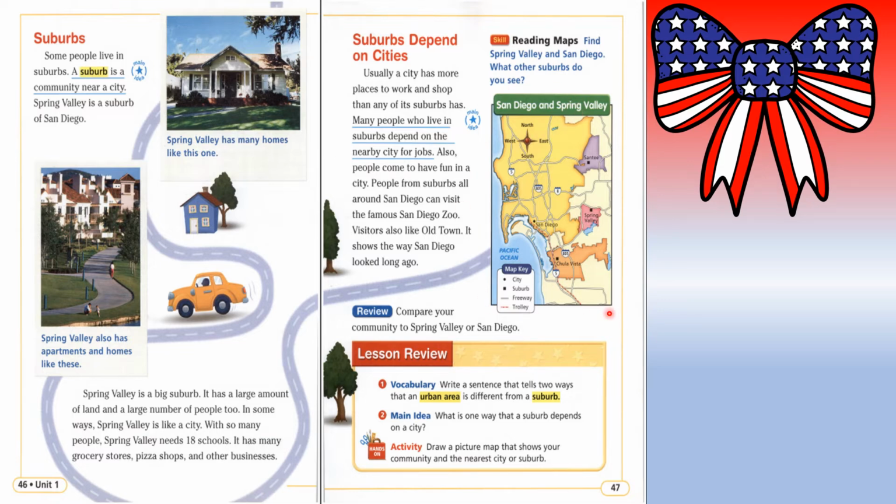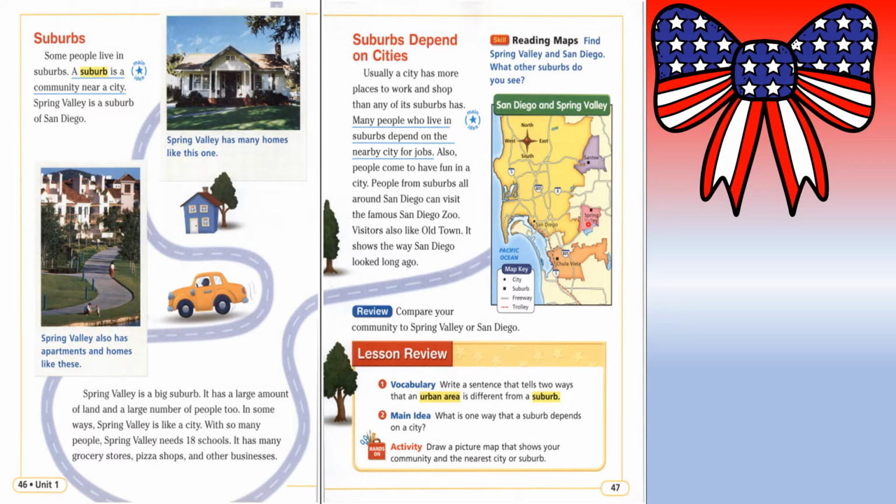Let's look at this map, boys and girls. The title of the map is San Diego and Spring Valley. Remember what this is called? The compass rose. It tells us the directions, north, east, south, and west. And what is this, boys and girls? The map key. The map key tells us what the symbols mean. It says, find Spring Valley and San Diego. What other suburbs do you see? Well, here is San Diego, and here is Spring Valley. What direction do I have to go to get to Spring Valley from San Diego?